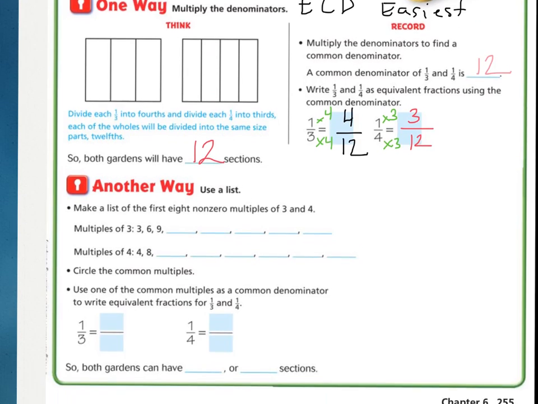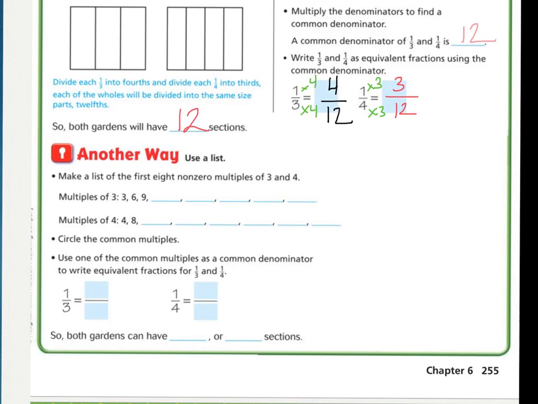Another way to look at this is to use a list. So if you start out and you make a list of the multiples, they ask for the first 8 non-zero multiples of 3 and 4. I would like you to press pause and fill in the multiples of 3 and 4. They start with 3, 6, 9, fill in the rest, and then the multiples of 4, 4, 8, fill in the rest.